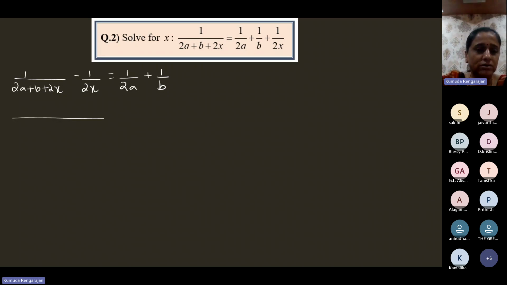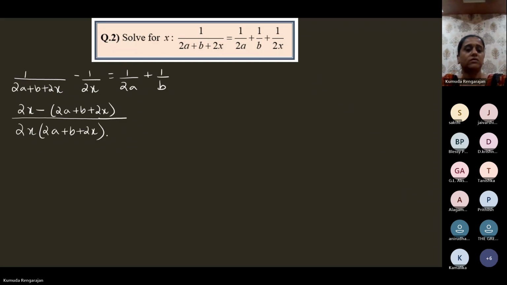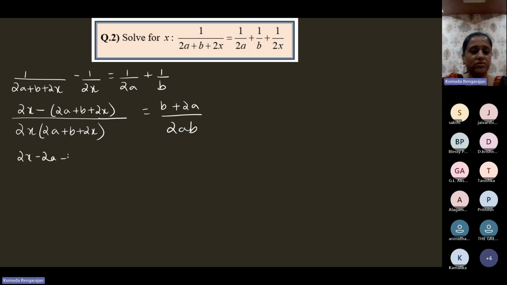Now common denominator. Multiply the denominators, 2x into 2a plus b plus 2x. So you'll get 2x here and minus this one, 2a plus b plus 2x. The left hand side is equal to 2ab, the common denominator, so b plus 2a. Open the bracket: 2x minus 2a minus b minus 2x.